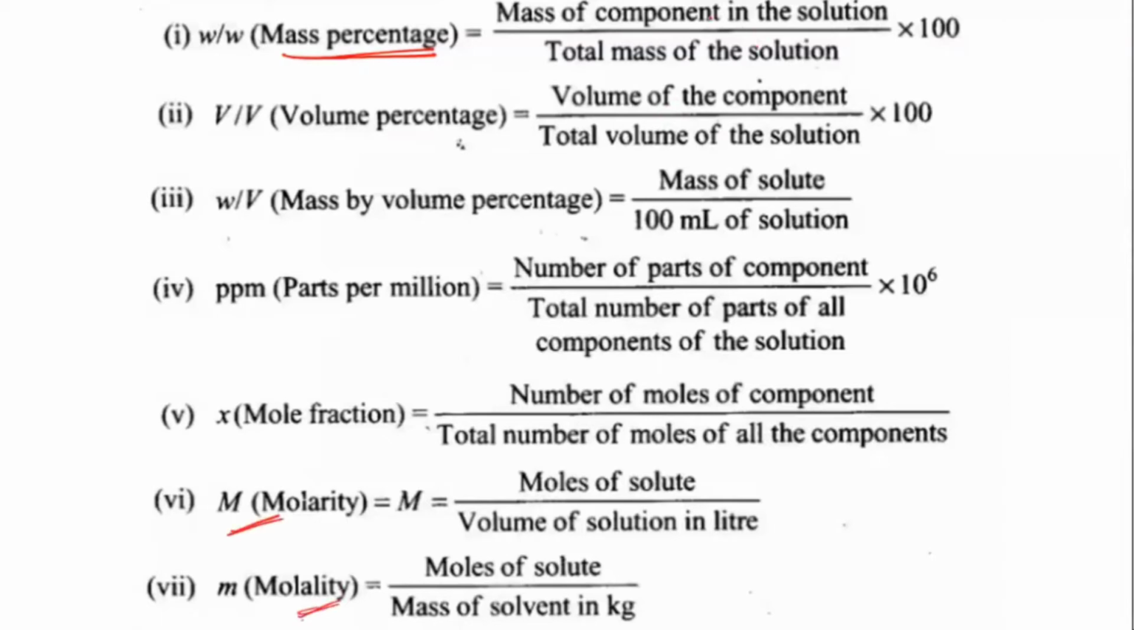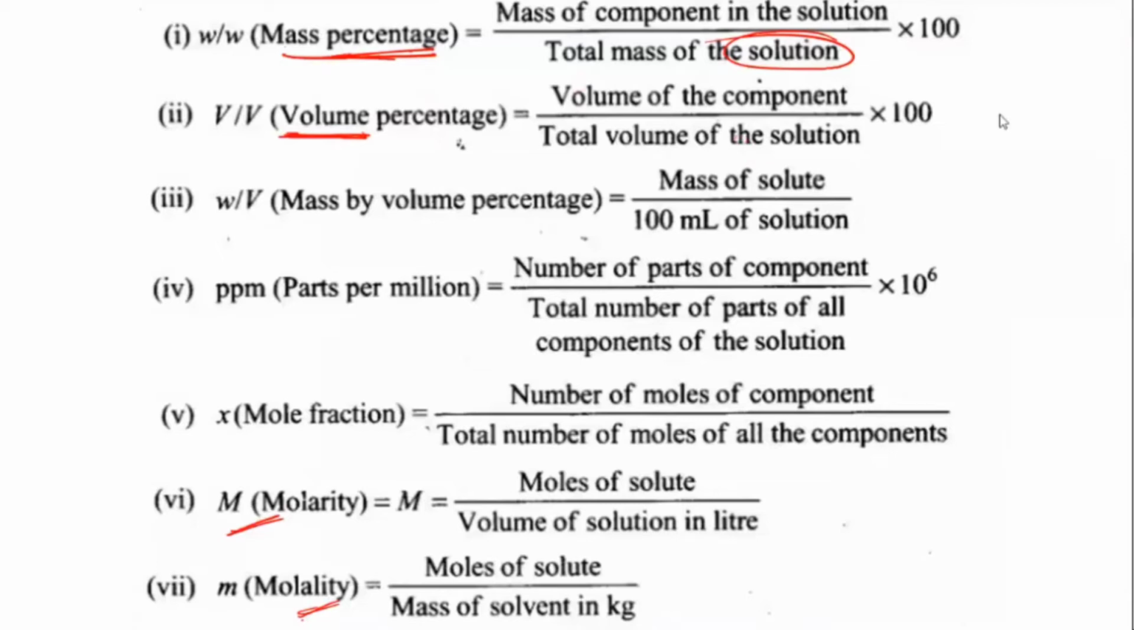So here, mass percentage means the mass of the component divided by the total mass of the solution. Okay, since it is percentage, you are supposed to multiply by 100. Similarly, volume percentage is usually used for liquids, because liquids are measured in terms of volume. So if you want to calculate volume percentage, you will take the volume of that particular component, divide by the total volume of the solution, into 100.